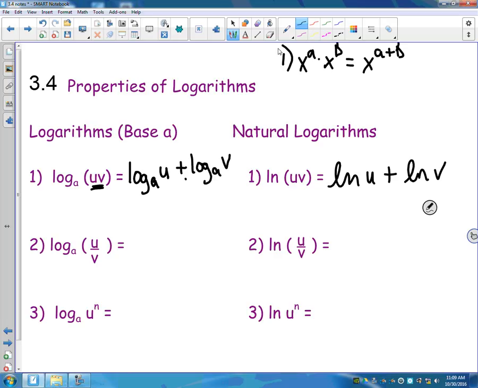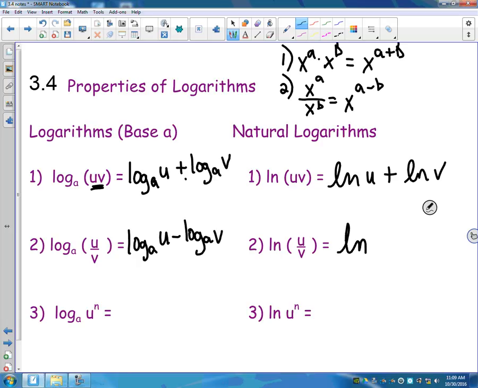Remember that when you divide exponents, so number two, if you have x to the a divided by x to the b with the same base, remember that you can subtract those. So that's x to the a minus b. So in logarithms, which is just an exponent, if you divide inside a logarithm, you can always break that up as subtraction. So you can say log base a of u minus log base a of v. And ln of u minus ln of v.